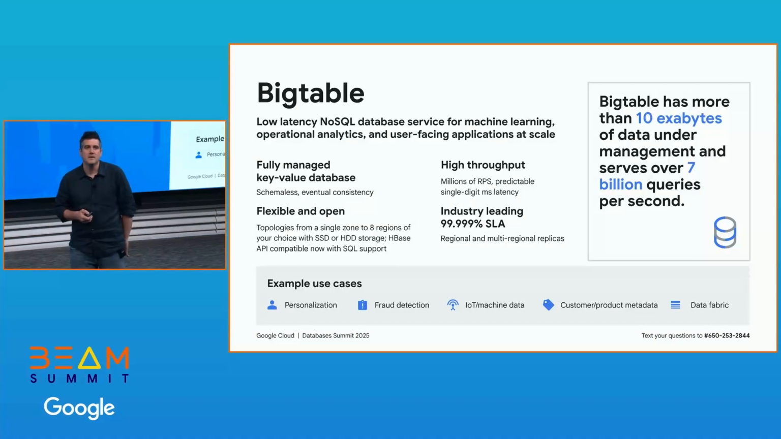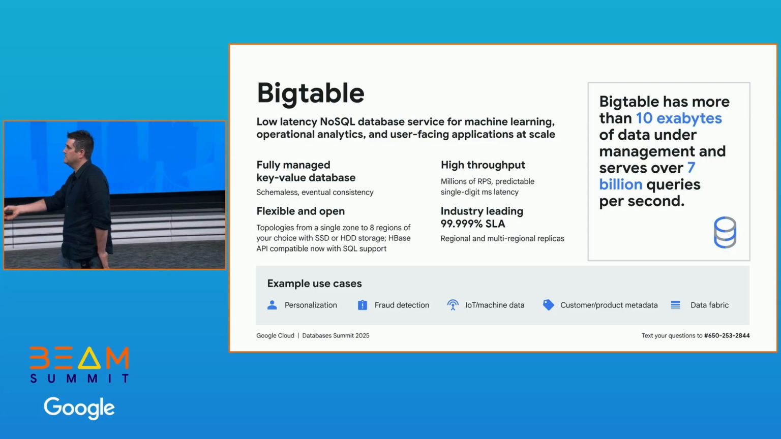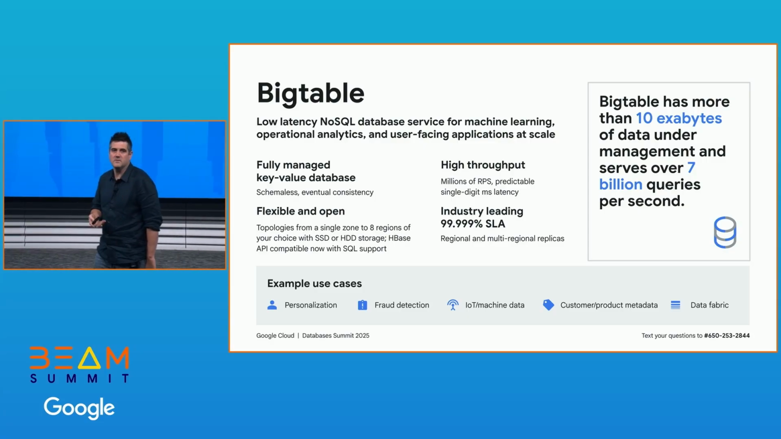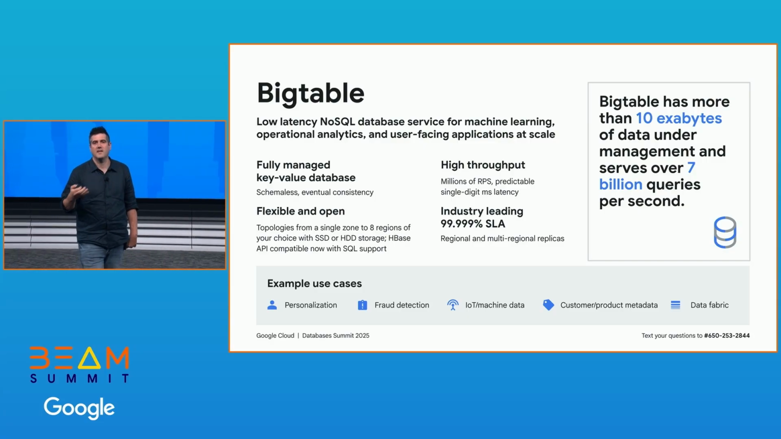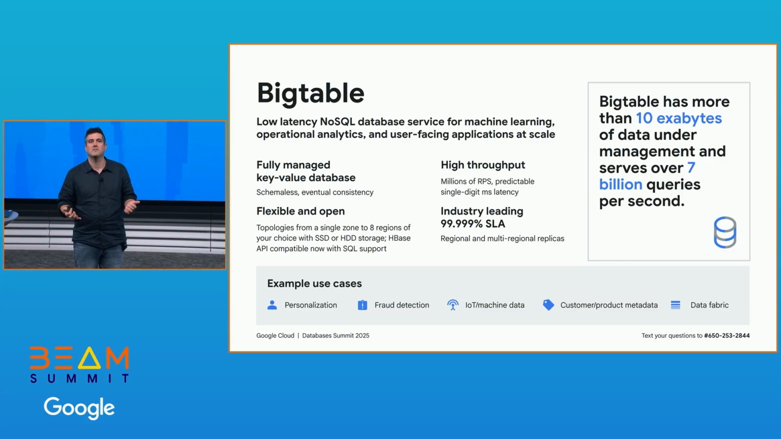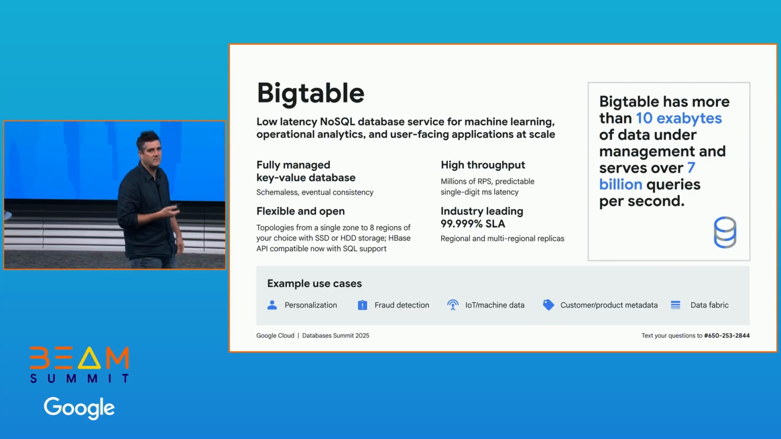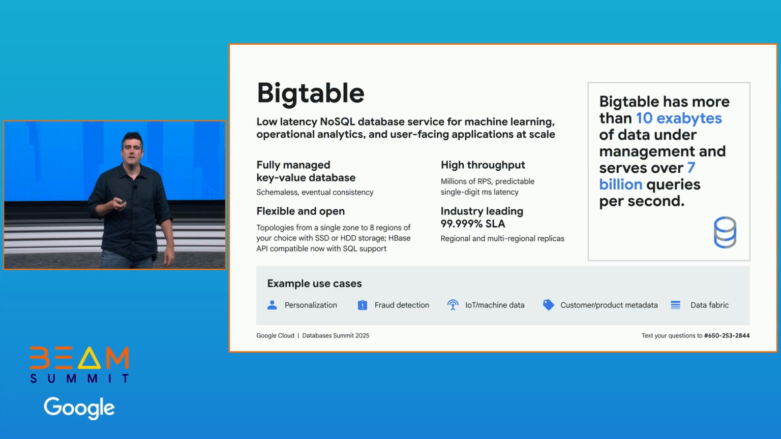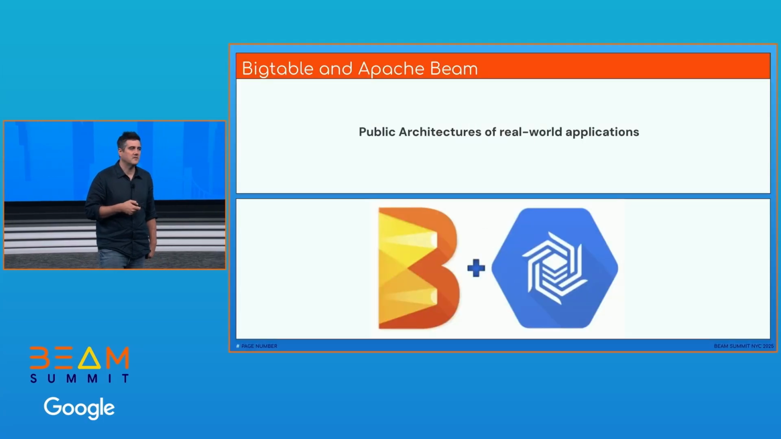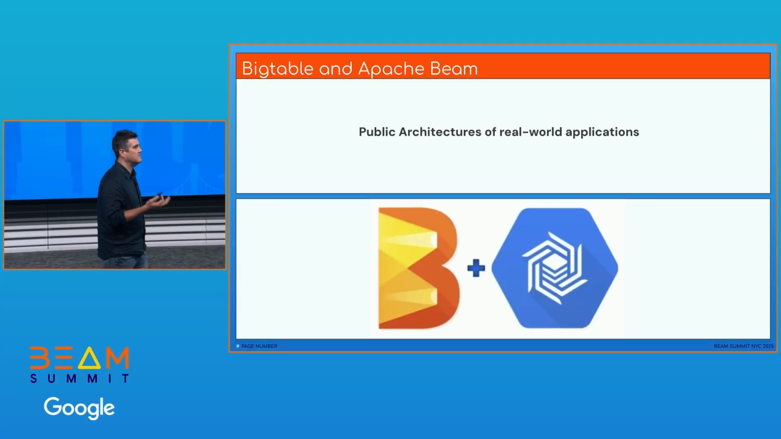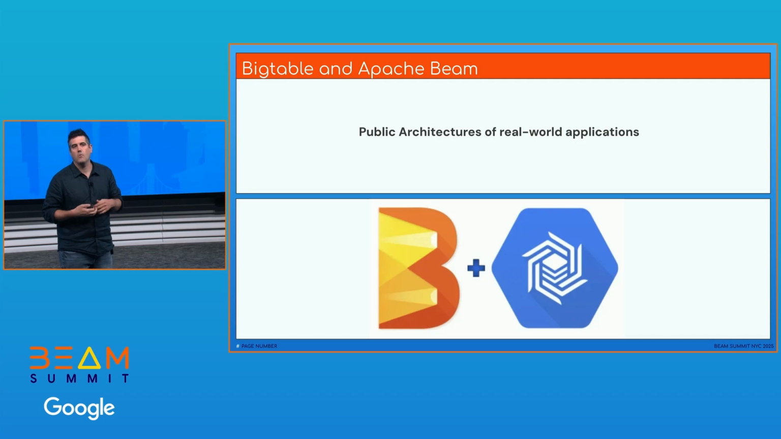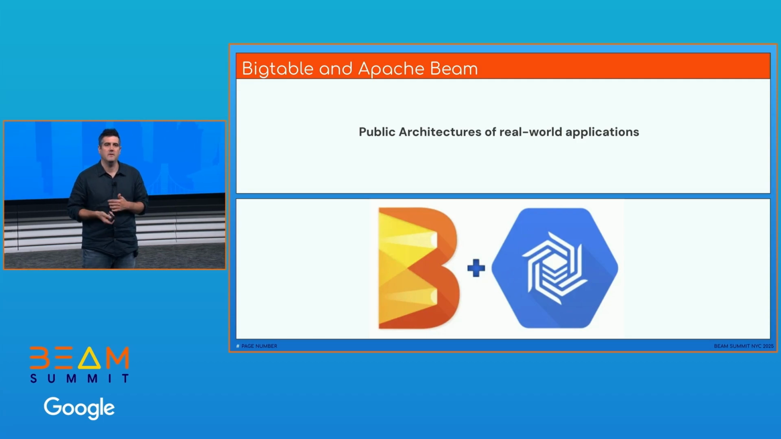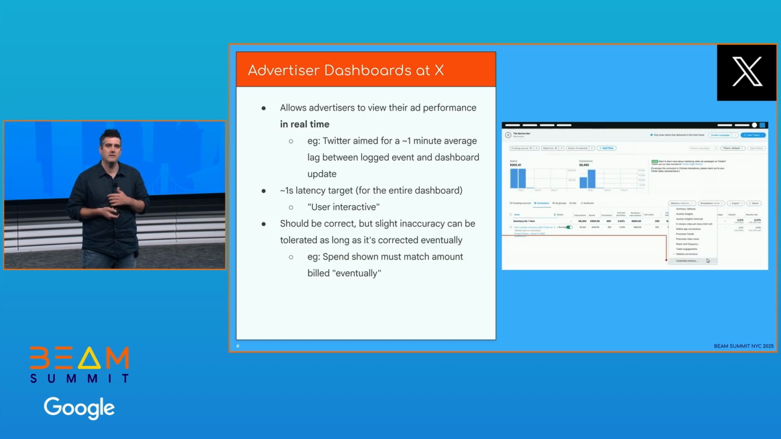So of course that leads us to our topic, which is Bigtable, Google's answer for a highly scalable, fully managed NoSQL database. This is what's often used for machine learning and operational analytics, user-facing applications, which are often at the end of these streams. I wanted to share a few examples. These are all very public examples, so you can go find these. What are folks doing with Beam and Bigtable today?